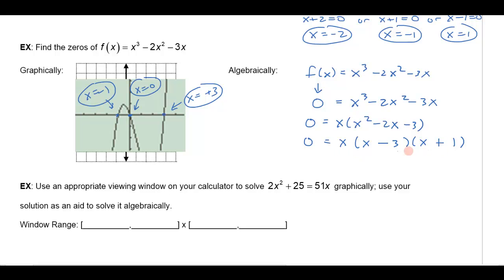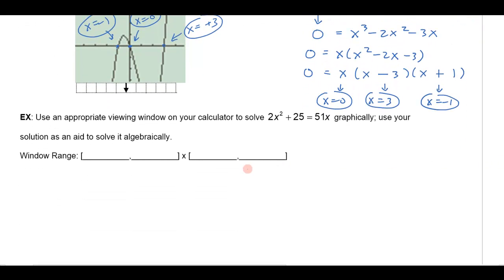So I have 3 numbers multiplied together to give me 0. Either this first number is 0, or the x minus 3 is 0. And if I set that equal to 0, that's going to make x equal 3. Or the x plus 1 is going to equal 0. And if I set that equal to 0, x will be -1. And you'll notice that those are the very same values that we got over here when we did it graphically, which is what we'd expect.